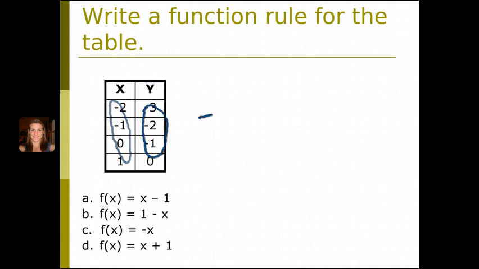So we're trying to say negative 3 equals, and our first x is negative 2 minus 1. Well, negative 2 minus 1 is negative 3. However, we have to make sure it's true all the way down the table. So, negative 1 minus 1 does equal negative 2. 0 minus 1 does equal negative 1. And 1 minus 1 equals 0. Because it works in all of the equations, A is your correct answer.